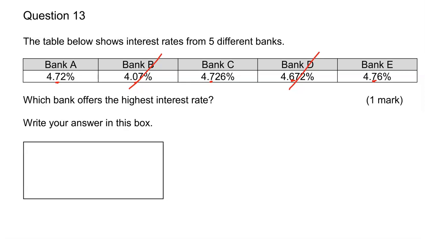Now, within A, C, and E, they've got the first digit after the decimal point being the same, so we now need to look at the second digit after the decimal point. So this is a 2. This is a 2, which is the same, and this is a 6. So 6 is higher than 2. That means that automatically now Bank E has the highest interest rate. So we're going to say Bank E.